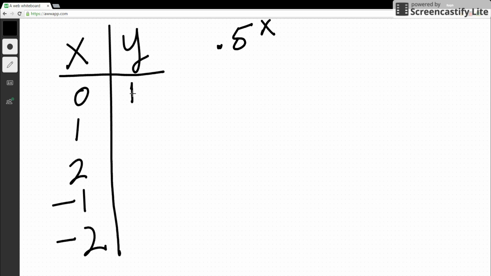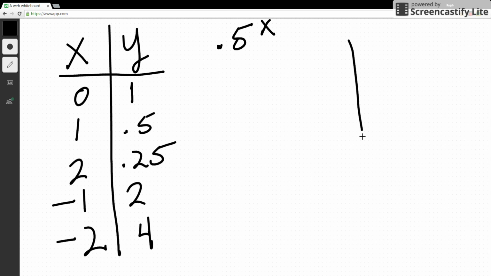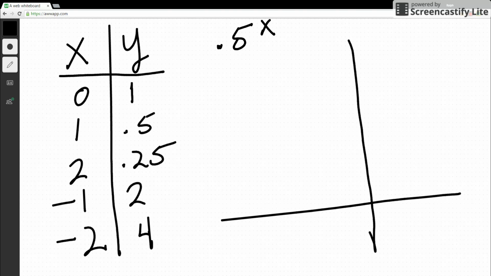If I do that, I get a 1 if I put a 0 right there. If I put a 1, I get a 0.5. If I do a 2, I get 0.25. If I plug in a -1, I get 2. And if I plug in a -2, I get 4. Okay. So if I was to graph this thing, it's going to be much better on graph paper, which you'll have on your test.